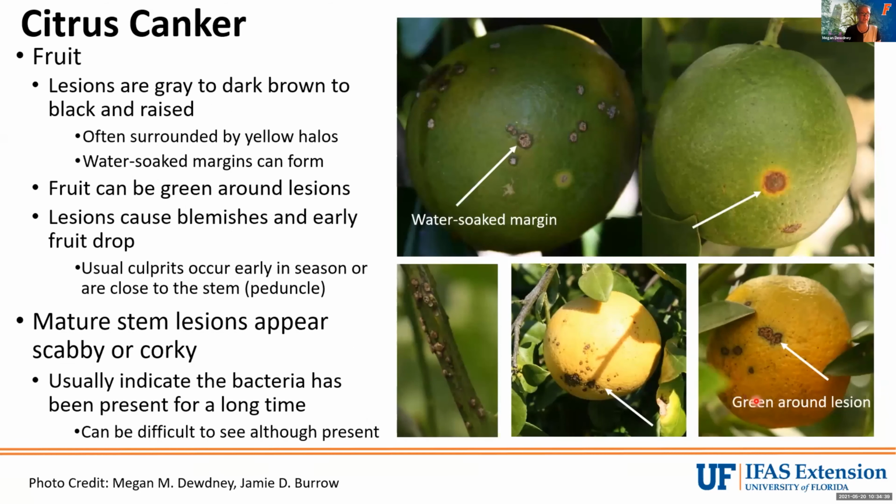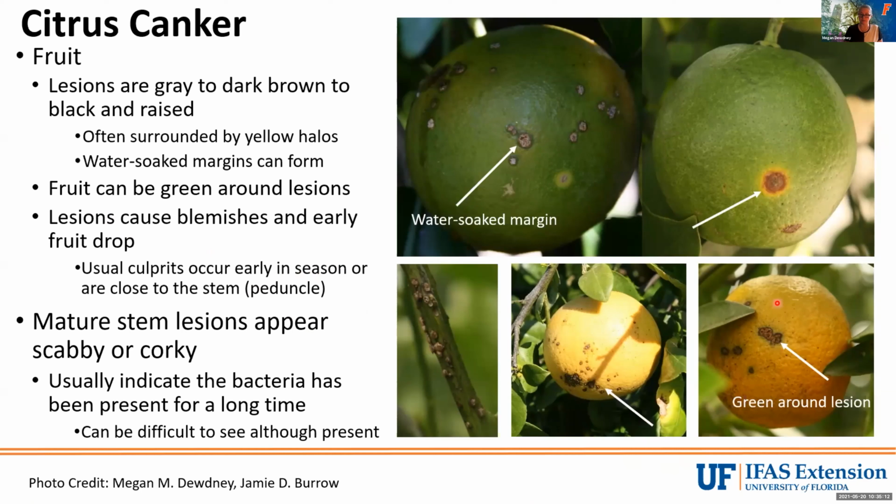Looking at the fruit, lesions are gray to dark brown again, and they're raised, they're surrounded by yellow halos, and you get these water-soaked margins, as you can see here, just like you would see on the leaves sometimes. The fruit can be green around the lesions as the fruit ripens, but the lesions age, you can see here. And then the lesion actually will turn into a depression on the fruit surface. And then we can also get significant fruit drop from this problem.